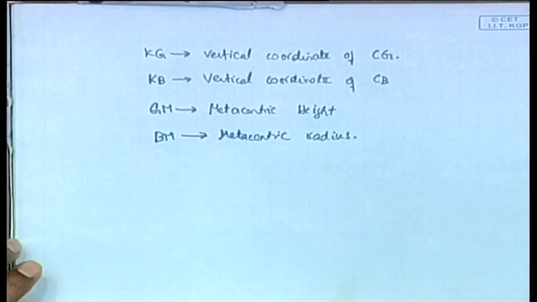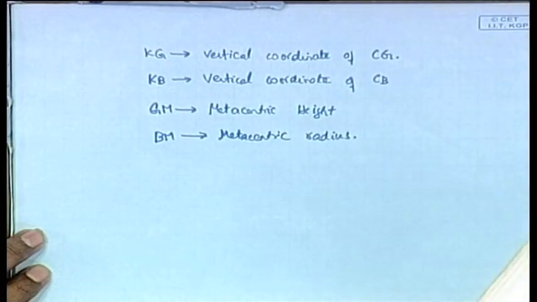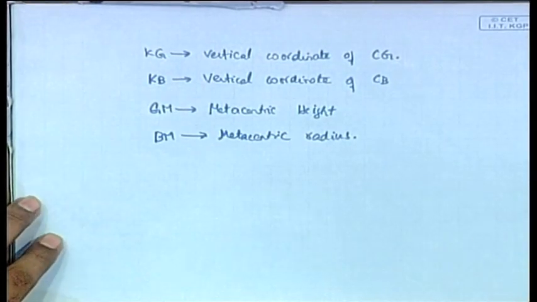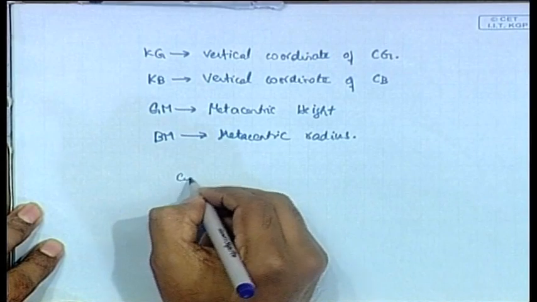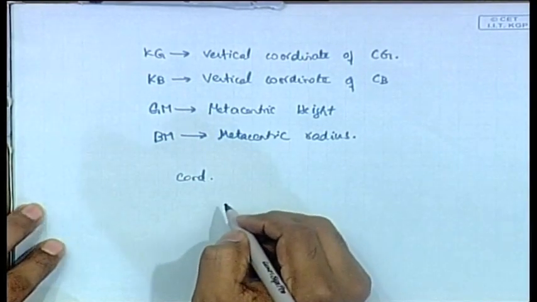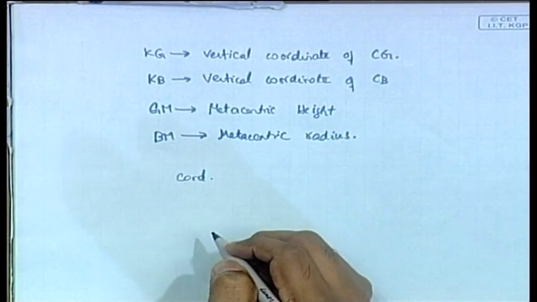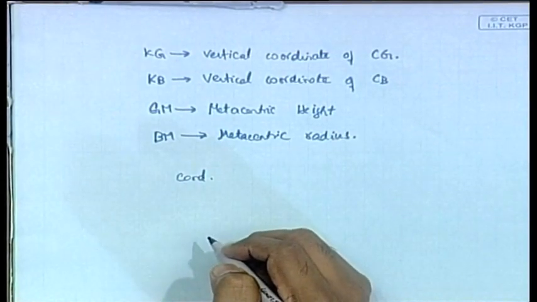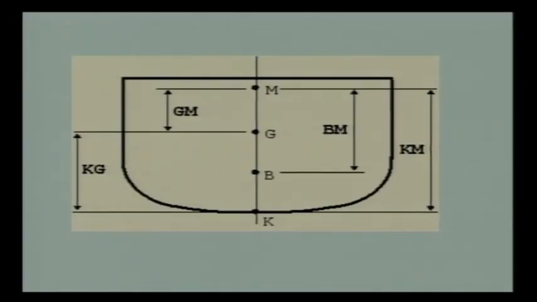All these terms are equally important. We will see the next section is actually dealing with the derivations of all this. Now what did we see as the condition for stable equilibrium? We saw that G should be below M, or M should be above G, which can be written in a mathematical form as, since we are calling K as 0, we say that Gm should be positive.